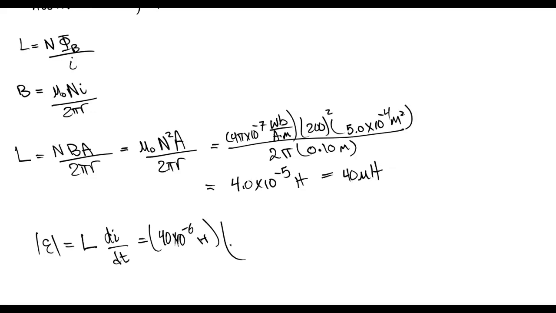The change in amps is, it went from 0 to 6, so 6 minus 0 over 3 microseconds. Okay. And if we do this, we get about 80 volts.